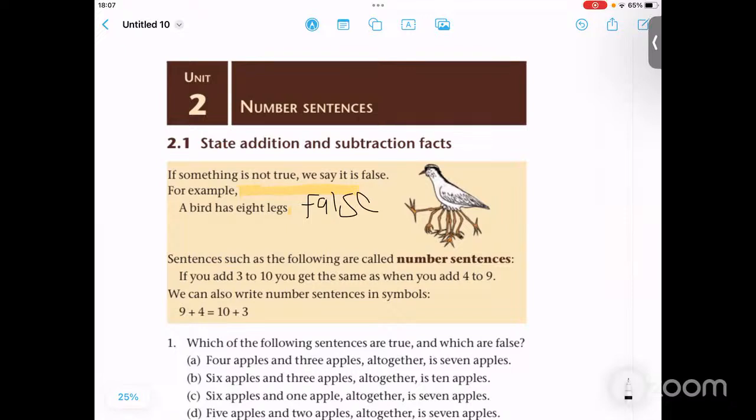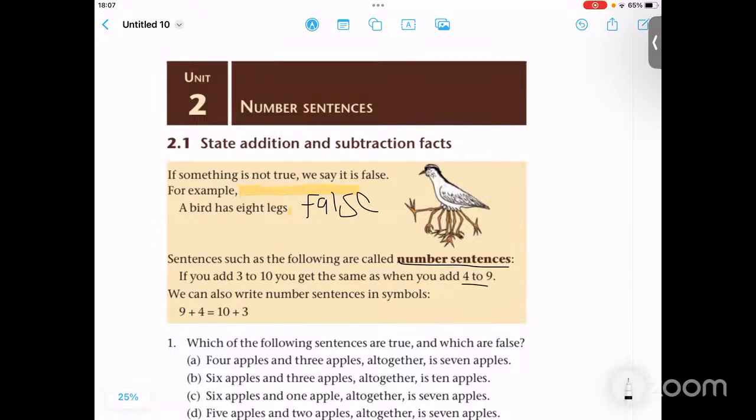And they say sentences such as the following are called number sentences. So if you add 3 to 10, you get the same as when you add 4 to 9.